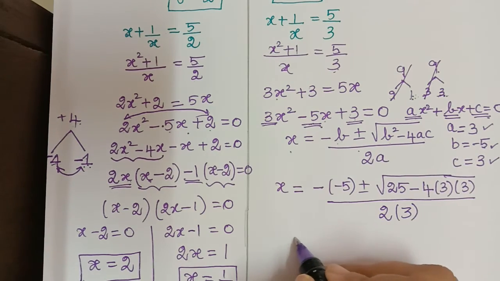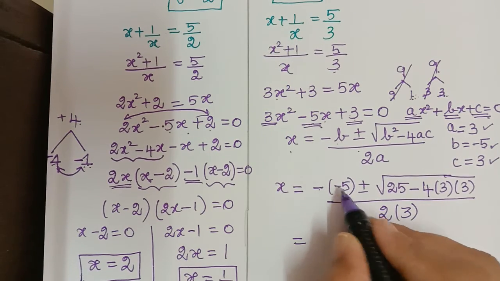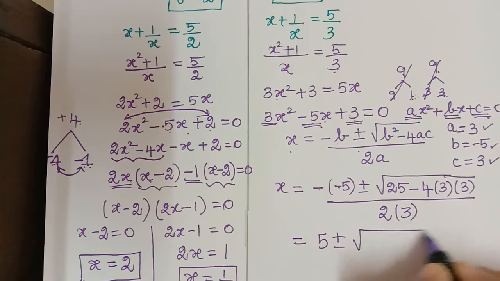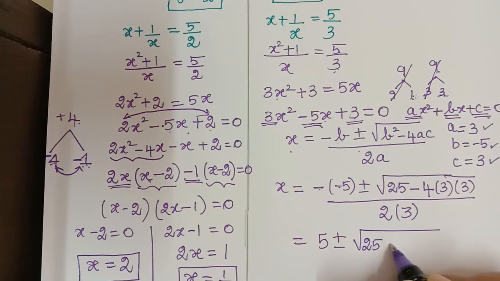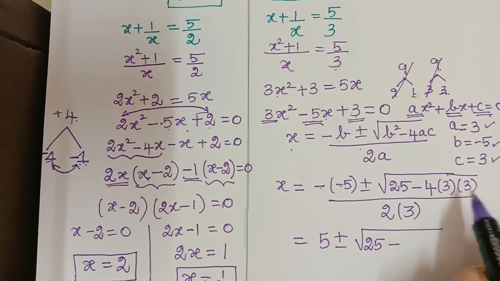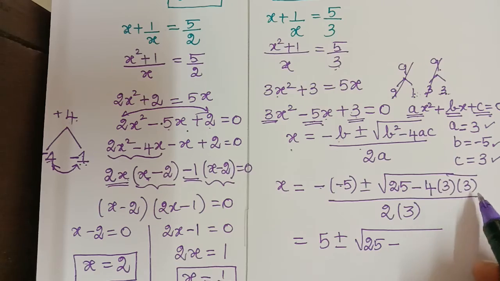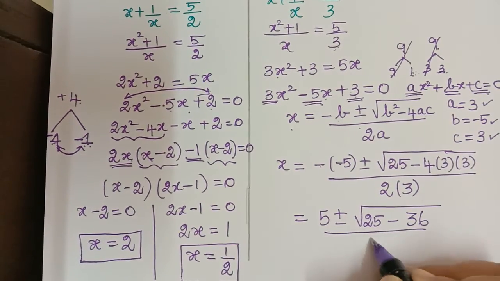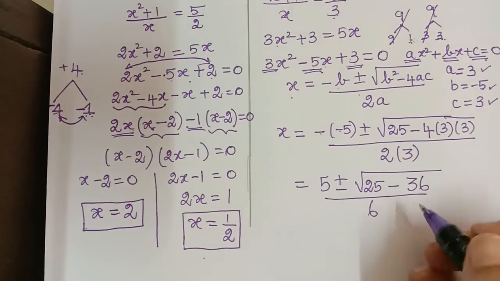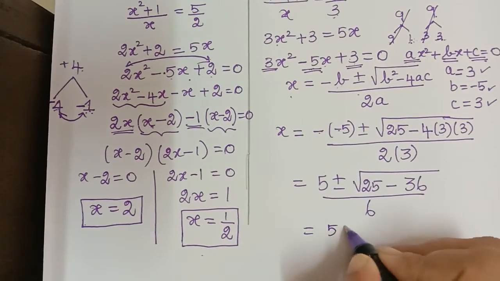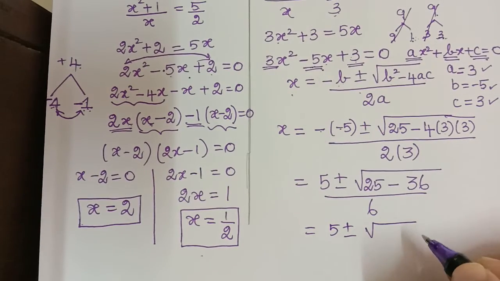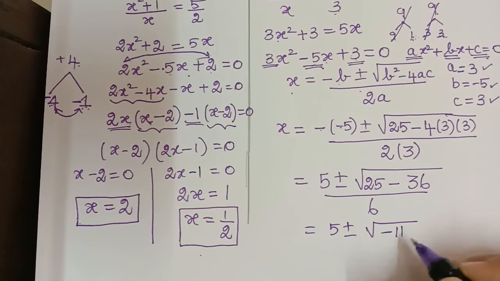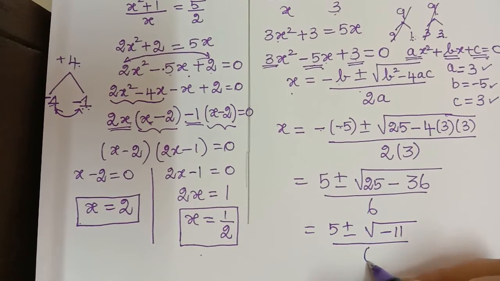So this is equal to, further this negative into negative becomes positive, and so this is 5 plus or minus square root of 25 minus, and when we multiply this, 4 times 3 is 12 and 12 times 3 is 36. So 36, the whole divided by 6. And so that will be equal to 5 plus or minus square root of, what is 25 minus 36? It is negative 11. The whole divided by 6.